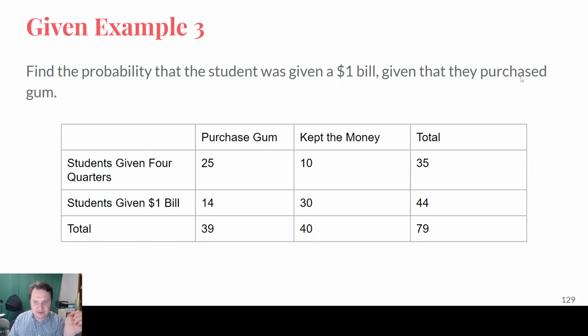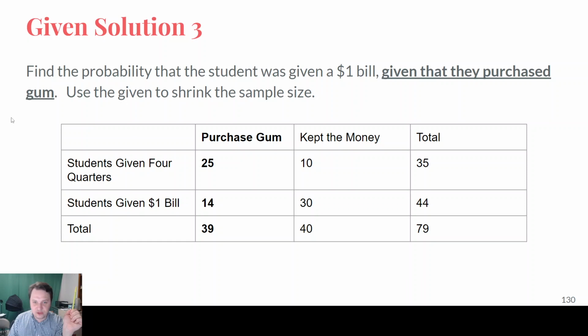We know that they were given gum, that they purchased gum. So look at our table, and who are the people that purchased gum? You can see that it's only this column right here. These are the ones who purchased gum. And so we know that because it's after the word given. And so the only people we're looking at this time is a column instead of a row.